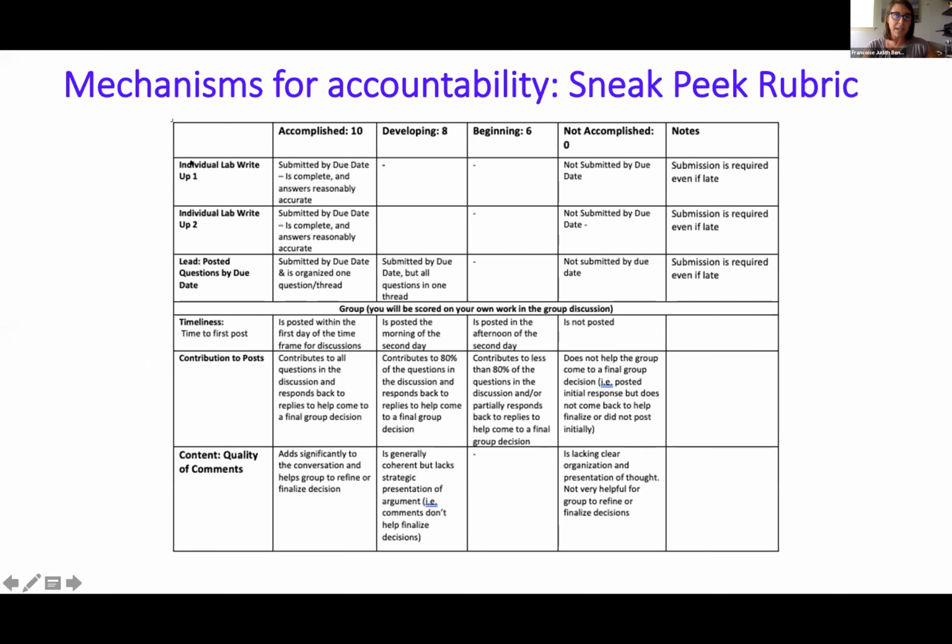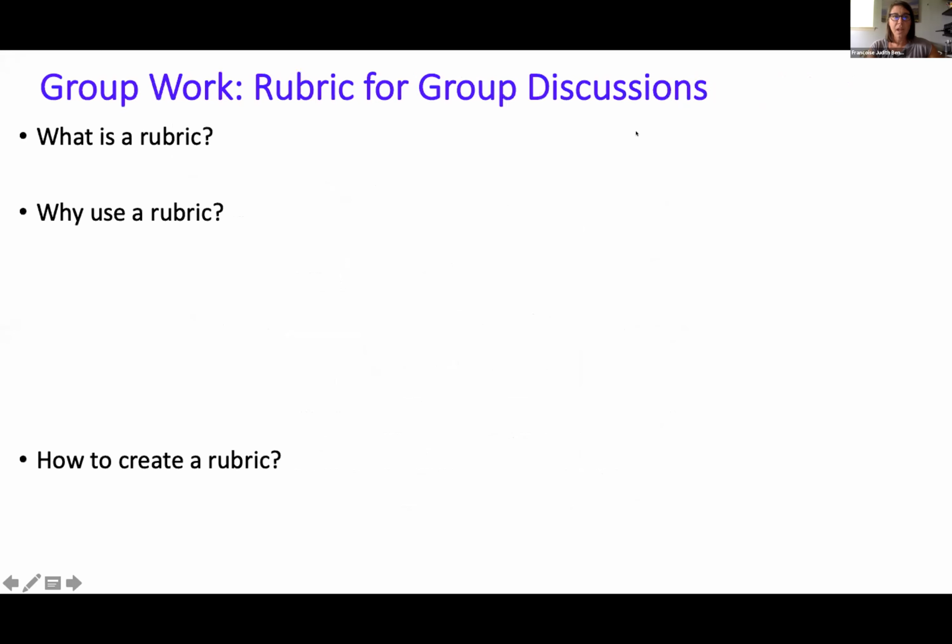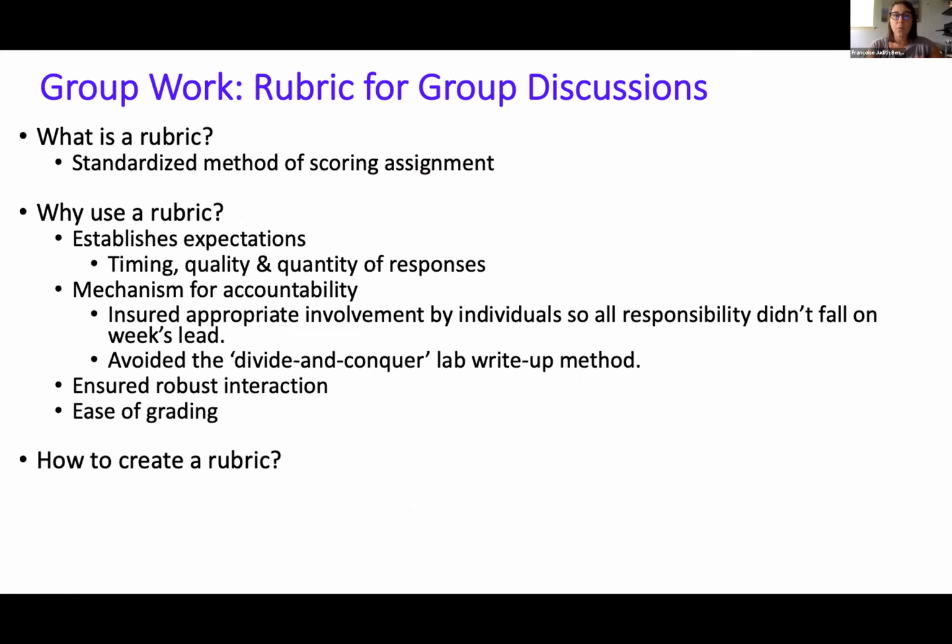And what you need to know right now is that on the left are the categories, and across the top is the level of accomplishment. If you're not familiar with a rubric, it's a standardized method of scoring an assignment. And why did we use a rubric? Well, it established expectations early in the course for what was expected in the group discussion.